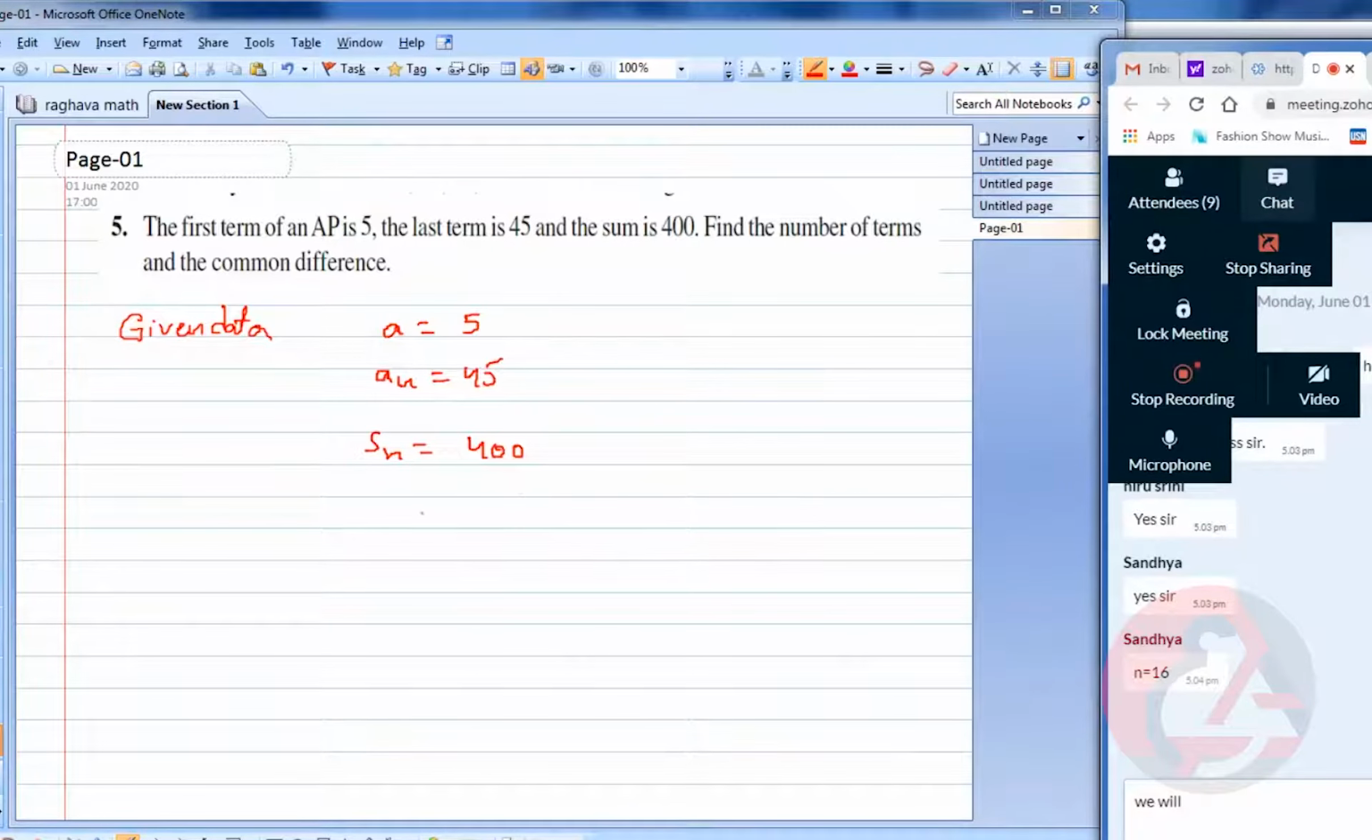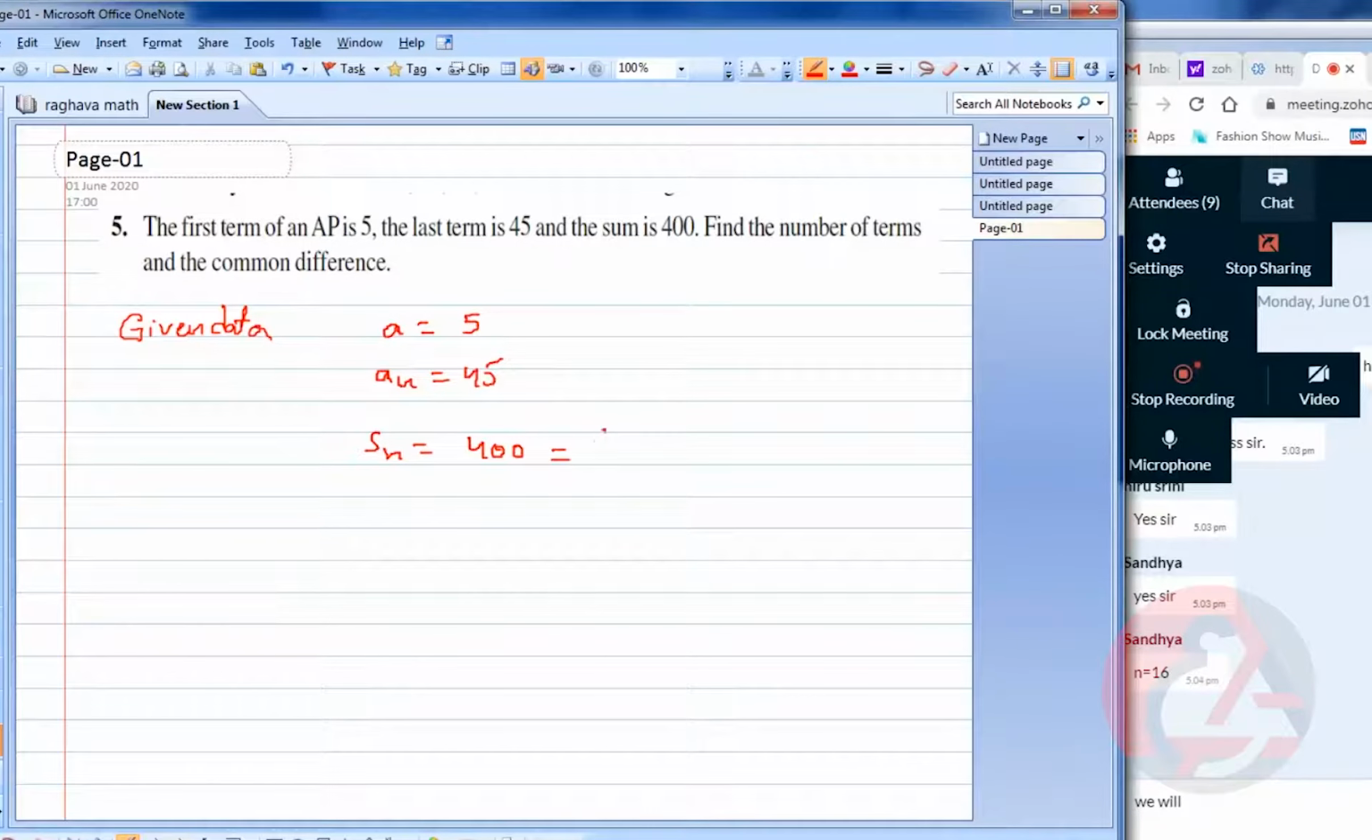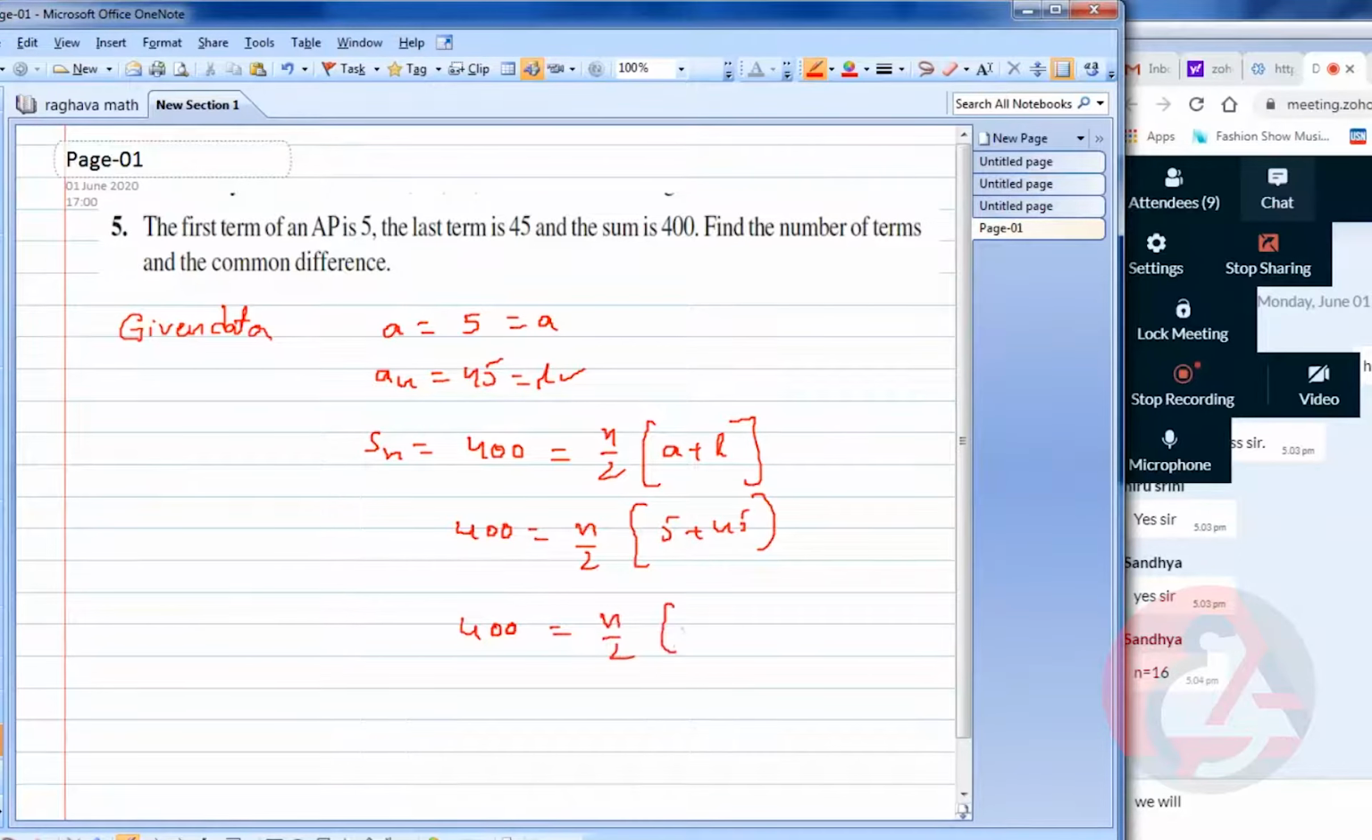So how to find out the N value here first? What is the SN formula? If we know the first and last term, Sn is N by 2 into A plus L. This is your first term, this is your last term. So 400 is equal to N by 2 into, based on the given data, 5 plus 45. So 400 is equal to N by 2 into 50. So N is equal to 8 into 2, so 16. So total number of terms are 16.